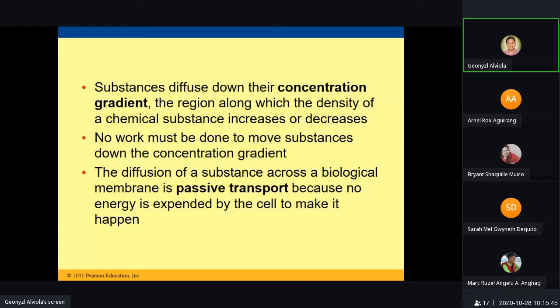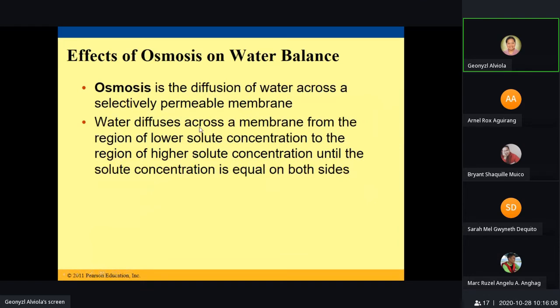Transport in which oxygen and water pass through easily. Transport is osmosis. Osmosis is the diffusion of water across a selectively permeable membrane, just across the membrane from the region.